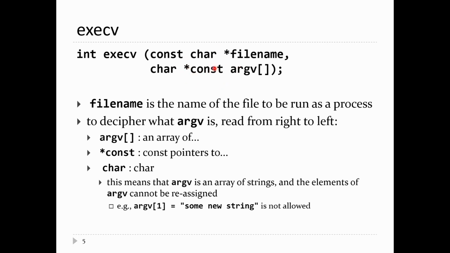Const applies to the thing on the left normally, so star const means constant pointer. So it's an array of const pointers to, and the last thing is char. A pointer to char is a string, so a const pointer to char is a string that you can't reassign. That means argv is an array of strings, and the elements of argv cannot be reassigned. So if you try to do argv1 equals some new string, the compiler complains. That's how to read that declaration.